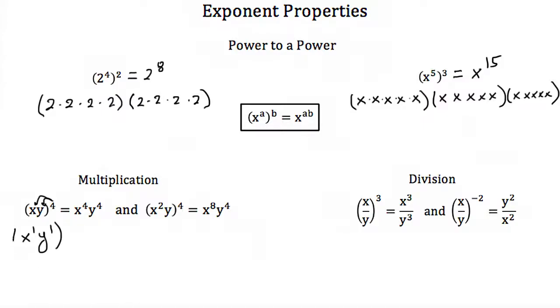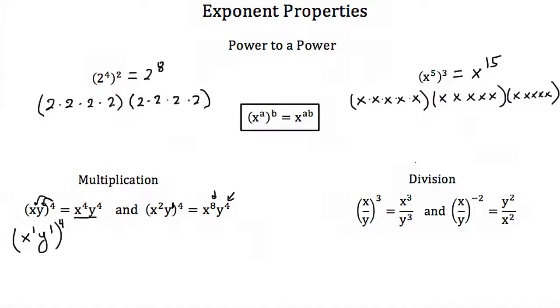So when I take that to the 4th, I have to multiply each of these. That's why this is x to the 4th and y to the 4th. So if I had x squared times y to the 4th, well then my x squared, the square gets multiplied by 4, so we get an 8, and then the y to the 1, that 1 gets multiplied by 4, so we have x to the 8 times y to the 4th.